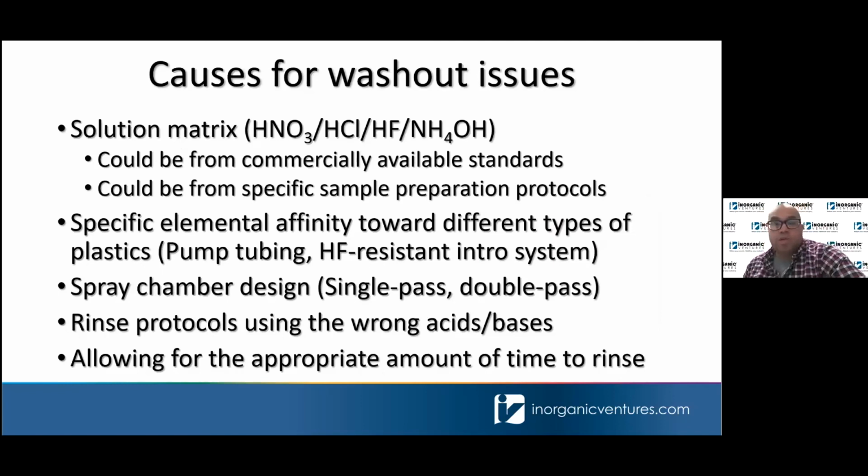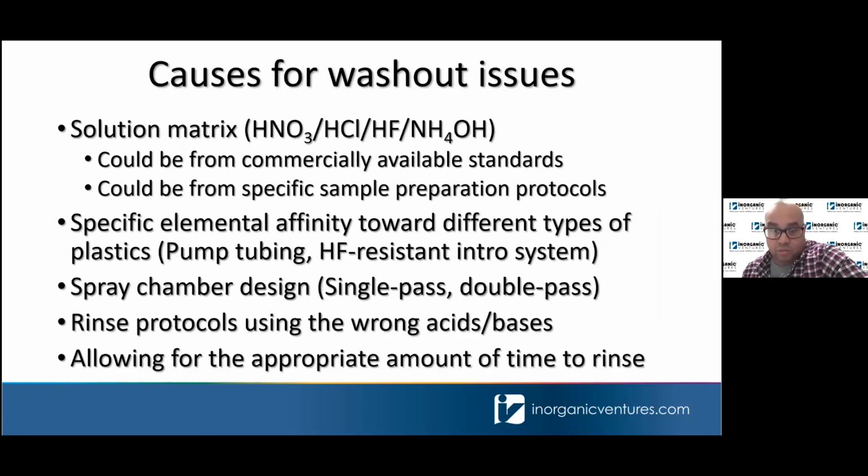All right, so these are some of the main causes for washout problems in the ICP instrumentation, and we're going to go through each of them and try to tie them together. So it ranges from solution matrices, whether these are driven by what's commercially available or your specific methodologies for your preparation, sample preparation and whatnot.